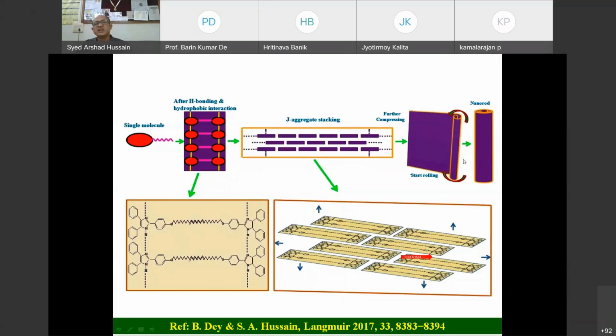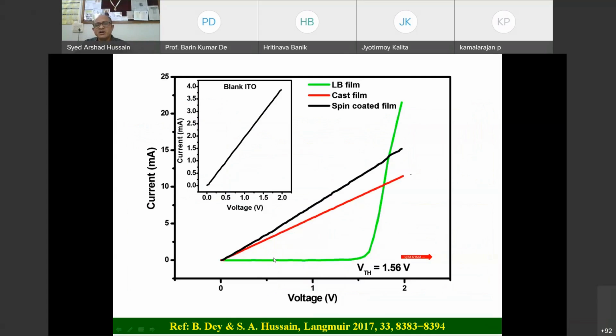This is interesting. Then we studied the electrical behavior of these organized material systems. You can see that when we prepare using cast film or spin coating, it shows ohmic behavior, almost linear voltage and current. But when we prepare this kind of nanostructure using the LB technique, it shows electrical switching behavior. This is similar to threshold switching, resistive switching, and it can have memory applications.